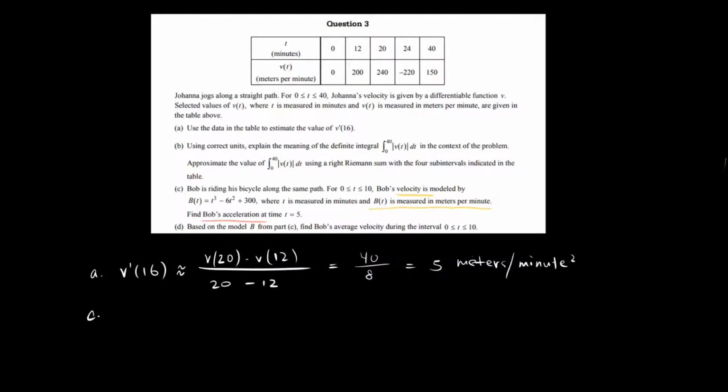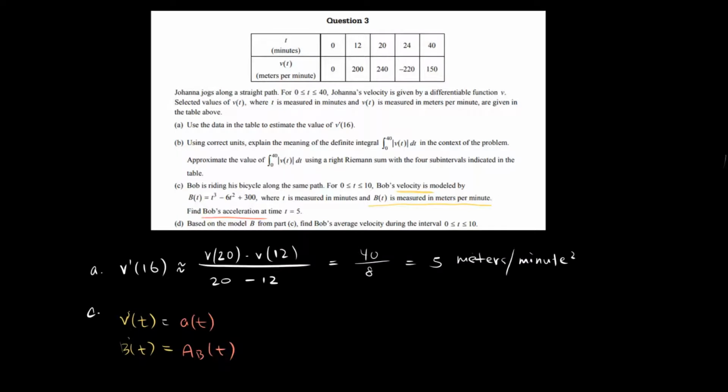Well, we know the relationship between velocity, v of t, and acceleration, a of t, is the derivative of the velocity function. The derivative of the velocity function gives the acceleration function. So by that logic, that must mean the derivative of b of t equals the acceleration of Bob, like the acceleration of Bob at time t. So let's take the derivative of b of t.